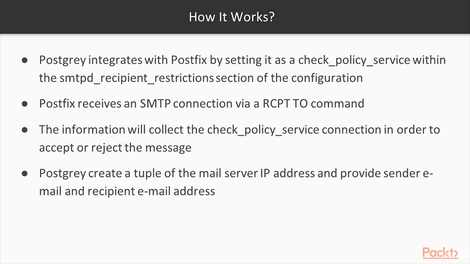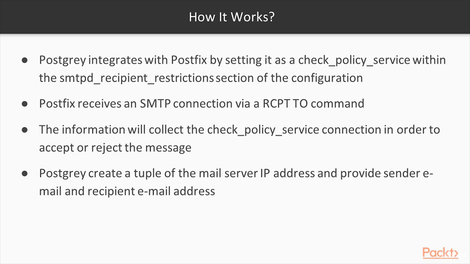PostGrey integrates with Postfix by setting it as a check policy service within the SMTP recipient restrictions section of the configuration. When Postfix receives an SMTP connection providing a message recipient via a RCPT TO command, it will pass the collected information about the connection to the check policy service in order to decide if the message should be accepted or rejected. PostGrey takes that information and creates a tuple of the mail server IP address, the provided sender email address, and the recipient email address.